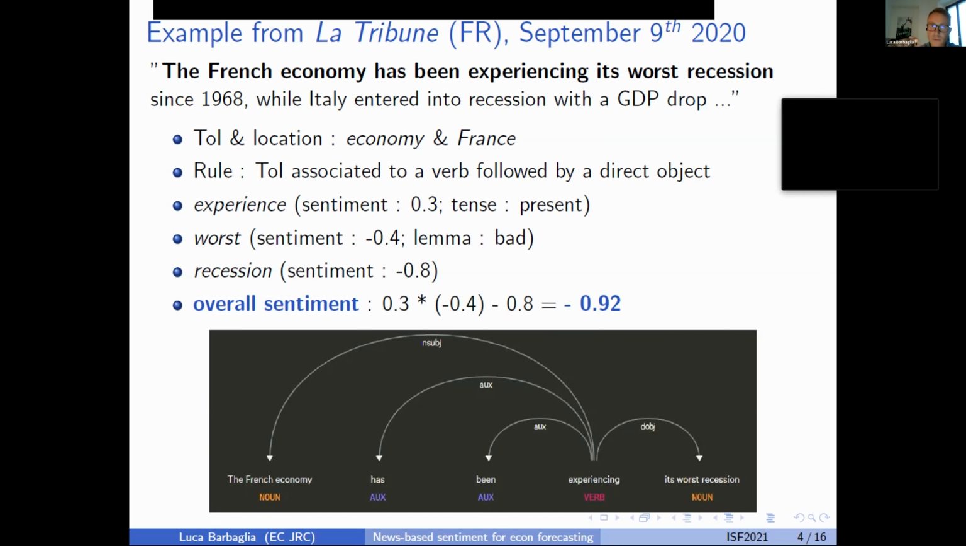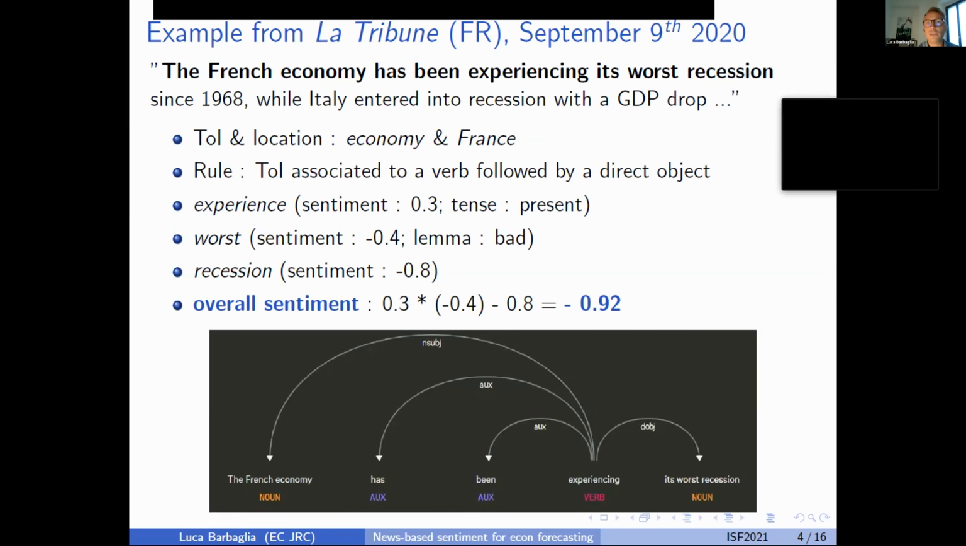And once we have identified this rule, we can identify which words relate to the token of interest. In particular, they characterize it. And the words are experience, worst recession. We can assign a sentiment to each of these words and compute an overall sentiment of the sentence of -0.92. And here in the screenshot in black, I'm reporting the part-of-speech and dependency tagging that we obtain from spaCy, which is a key element in our algorithm since it's rule-based. So we know the role played by each word within the sentence, and we know which words characterize the topic we are interested in. So this was an example.